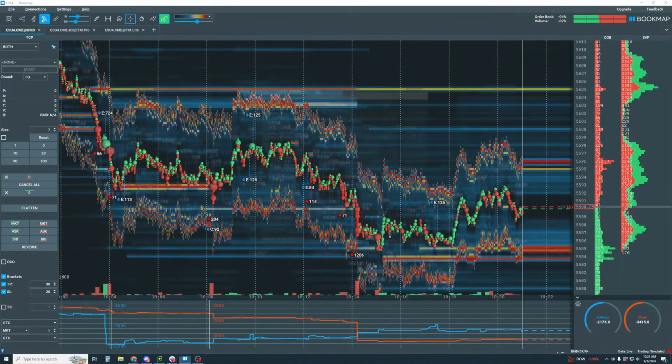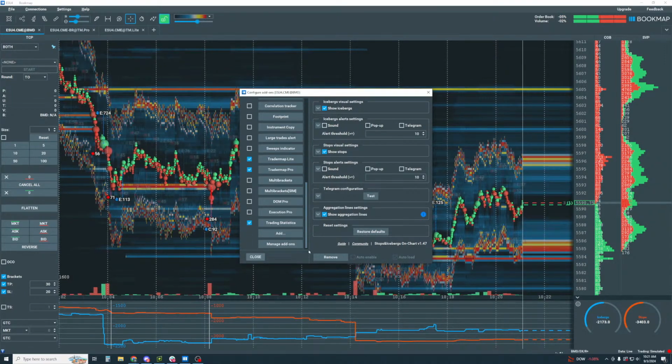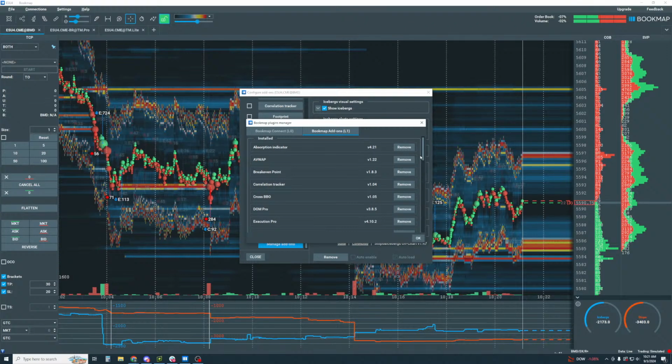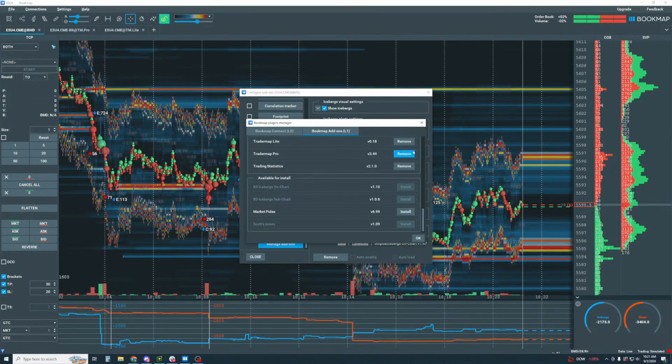So just go to the add-ons configuration in here and scroll down. If you don't see it in here, just go to add-ons manager. If you don't see it, you should see it down in here someplace, and you can install it.